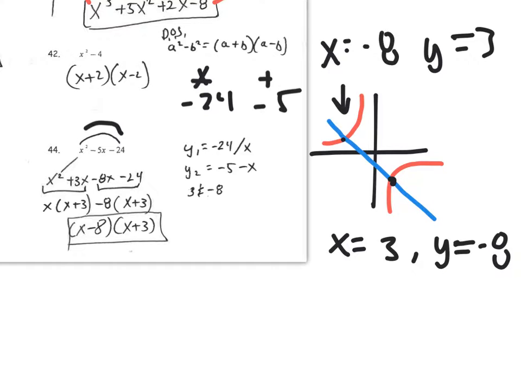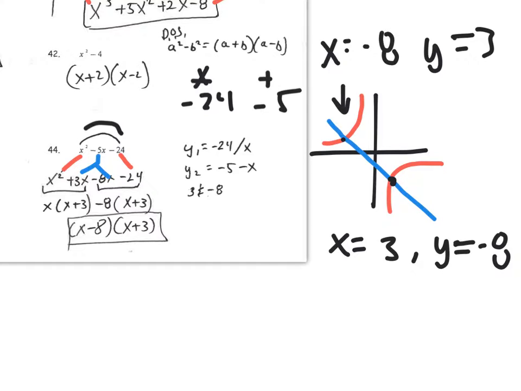So let's go back to problem 44. You bring down the x squared. You bring down the first term. You bring down the second term. So the first term was x squared. The last term was a negative 24. And what's left is the middle term, negative 5x, where we're going to use this 3 and negative 8. And this middle term is going to split into 3x minus 8x.